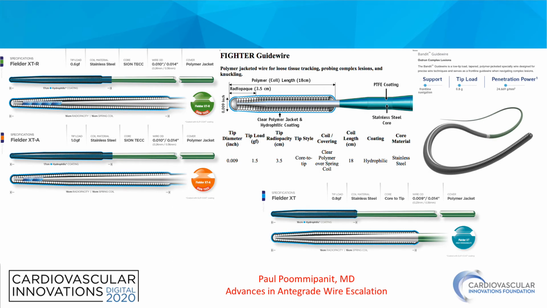And so when I think of these wires, I try to categorize them into 4 different groups. So the first group is the taper tip soft polymer jacketed wire. These are typically 1 gram tip load or less. They're tapered tip, they're polymer jacketed, the prototypical wire being the Fielder XT. Since that time, there have been many other wires that have come out. This is by no means a totally inclusive list, and if I left a wire off, it's my apology.